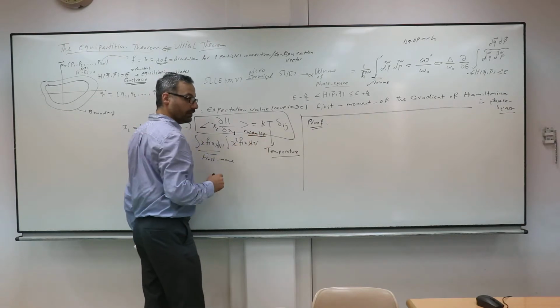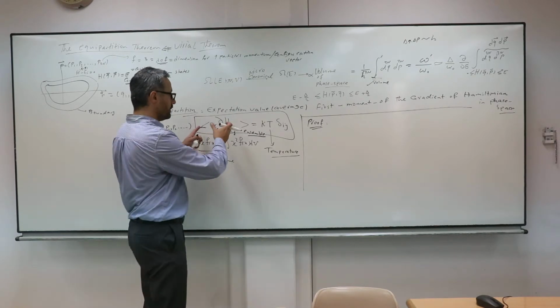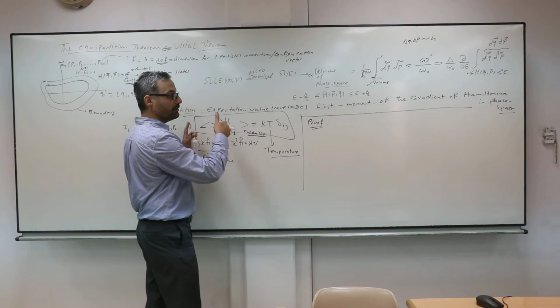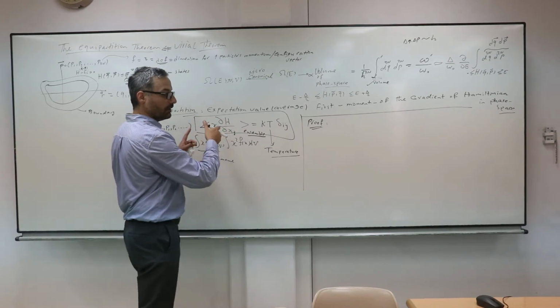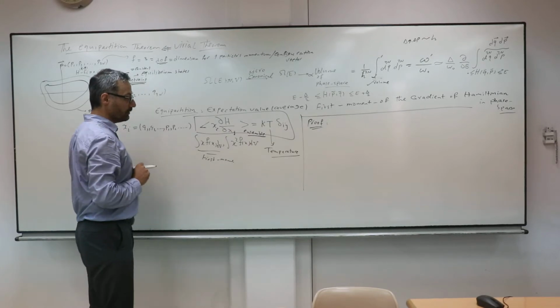This is for any ensemble, so you can do that for microcanonical and for canonical. I mean, your thermodynamical system, a statistical system, should be fixed in one of these two ensembles, either canonical or microcanonical.